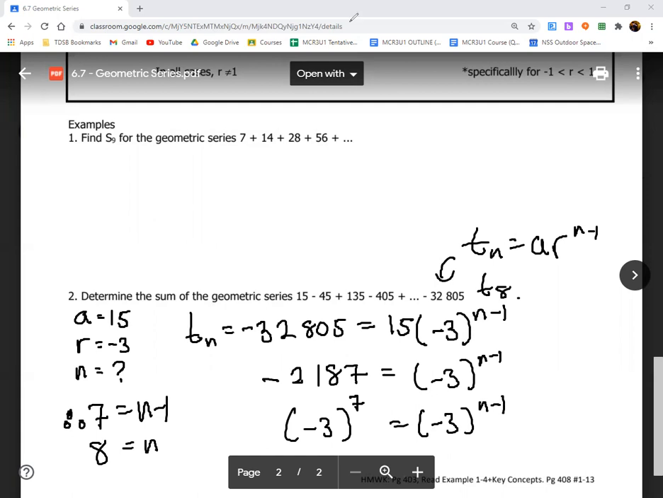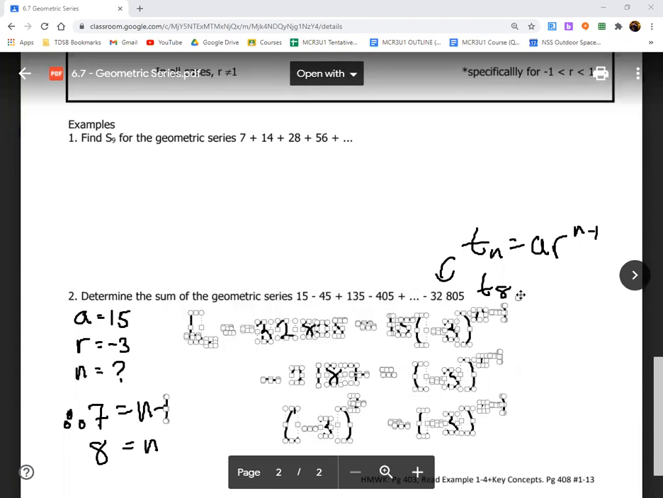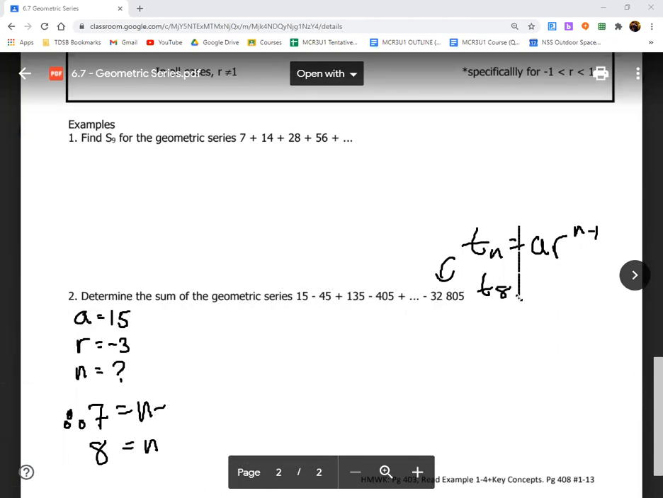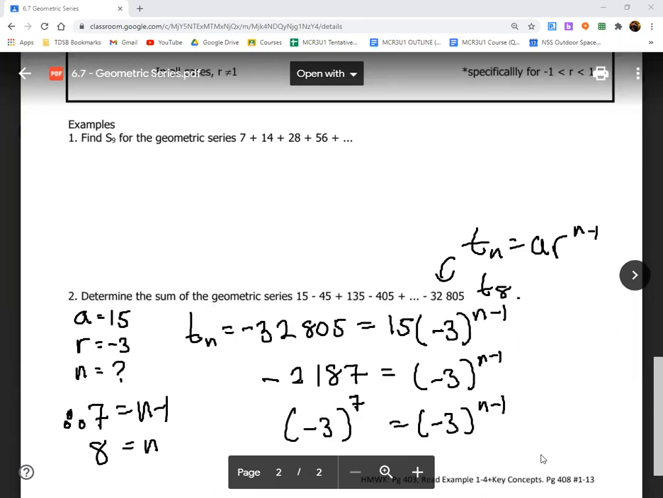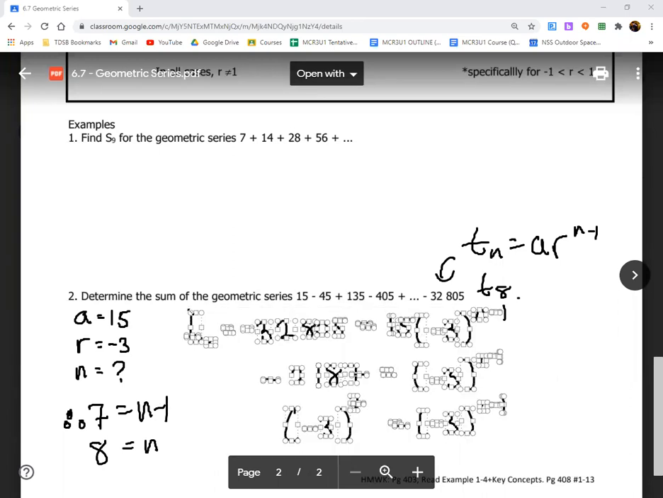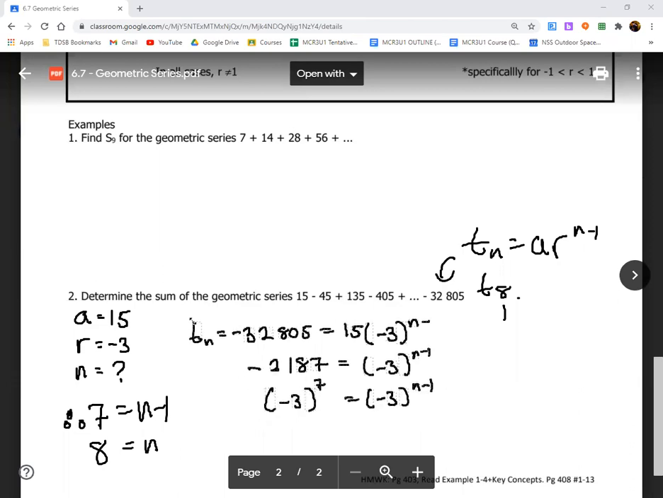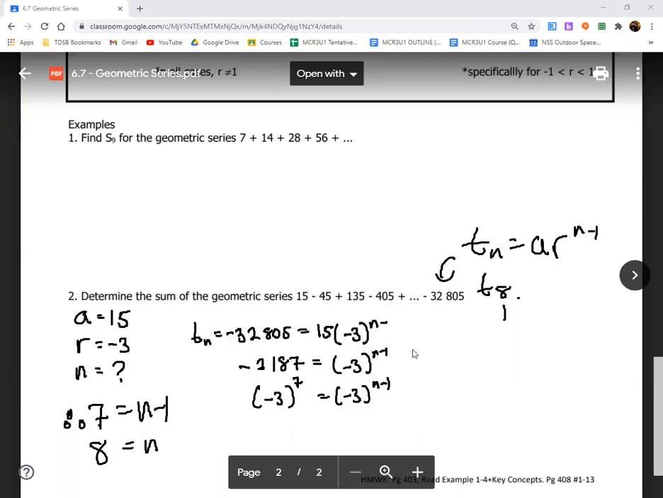I need a bit more space. I'm going to erase all of this, and let's plug it into our equation. Actually, I want to erase it. I'll just make it smaller. What is going on there? Okay, let's plug it in.